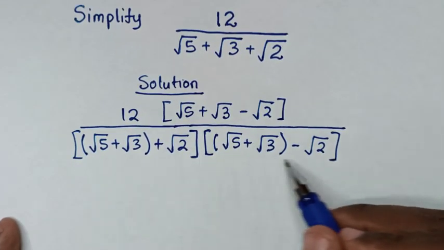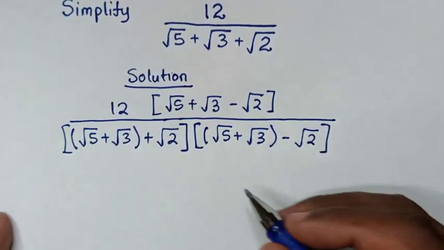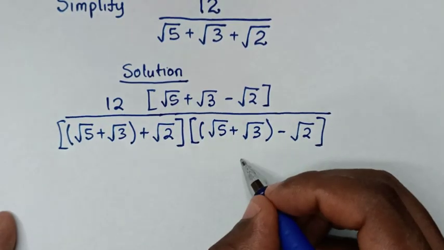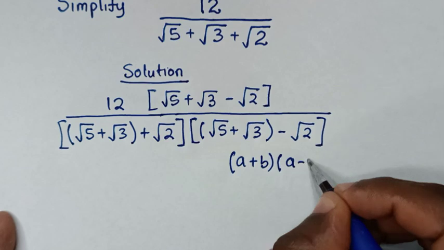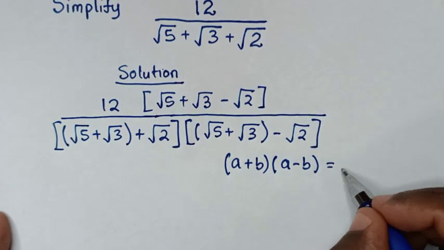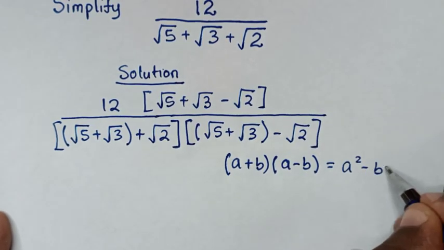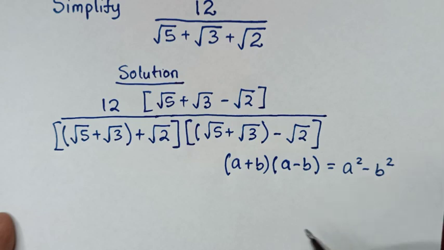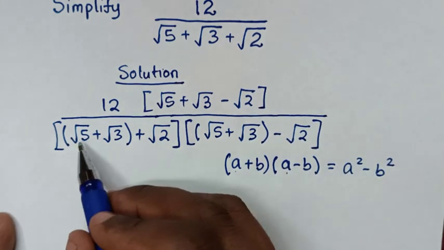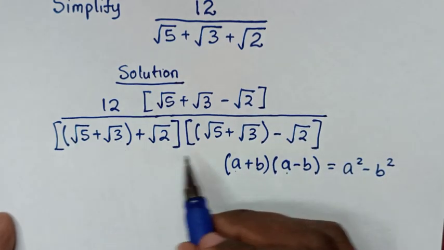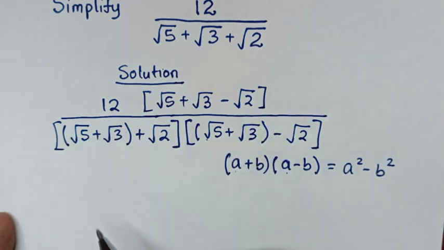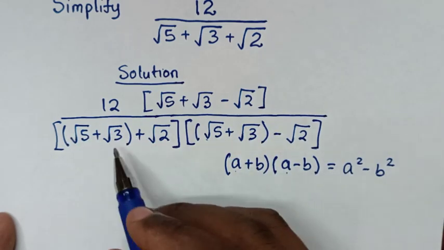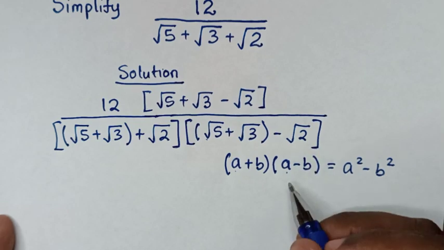So here in the denominator we'll apply a perfect square rule, whereas this is in the form of (a plus b) bracket times (a minus b) bracket, which is equal to a square minus b square. Whereas a is this square root of 5 plus square root of 3 inside this inner bracket, and b is this square root of 2.